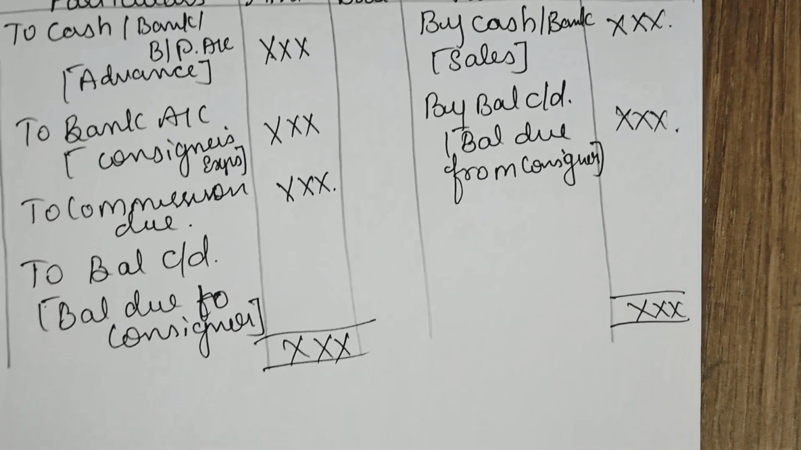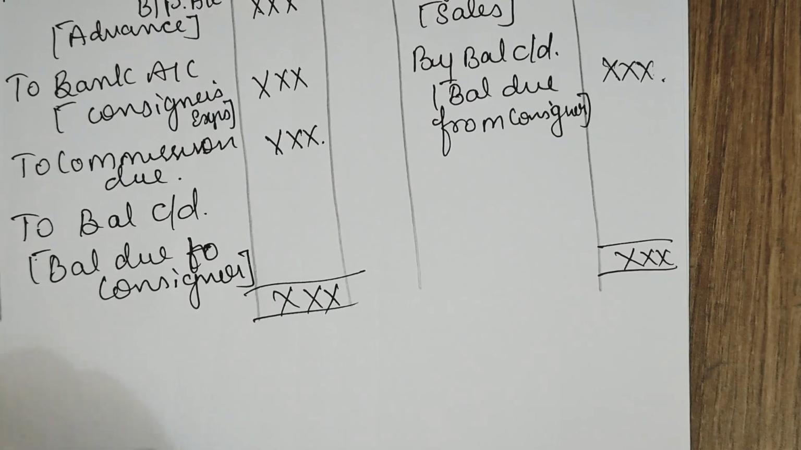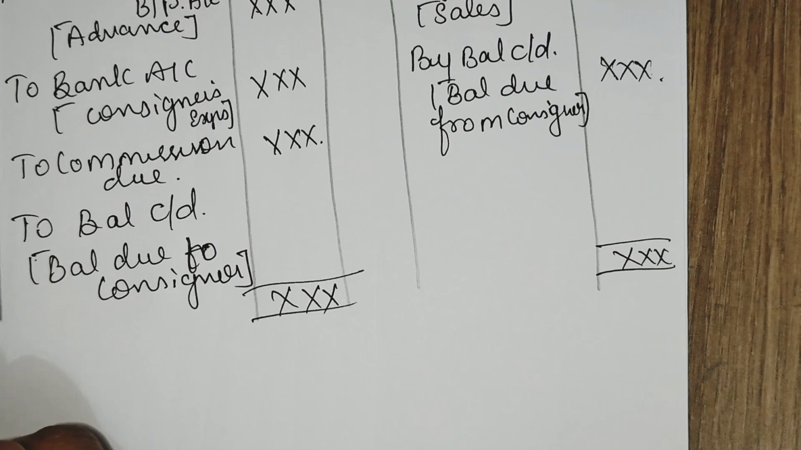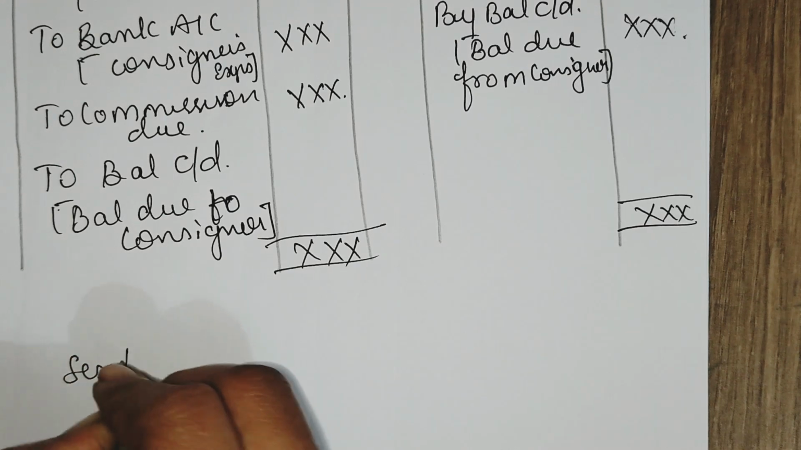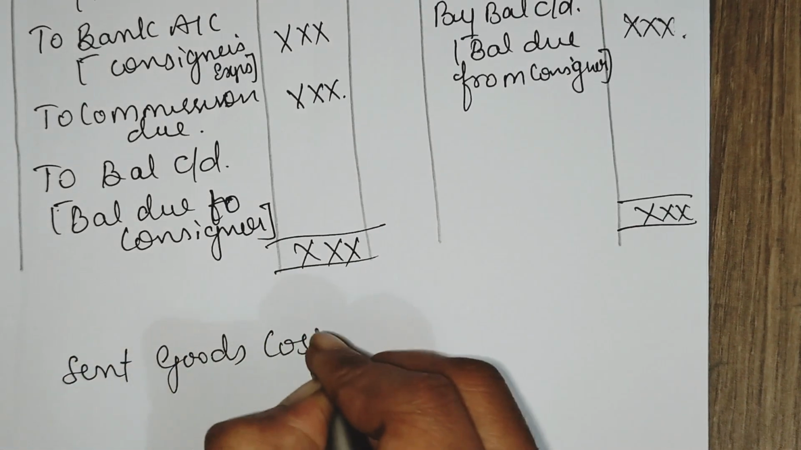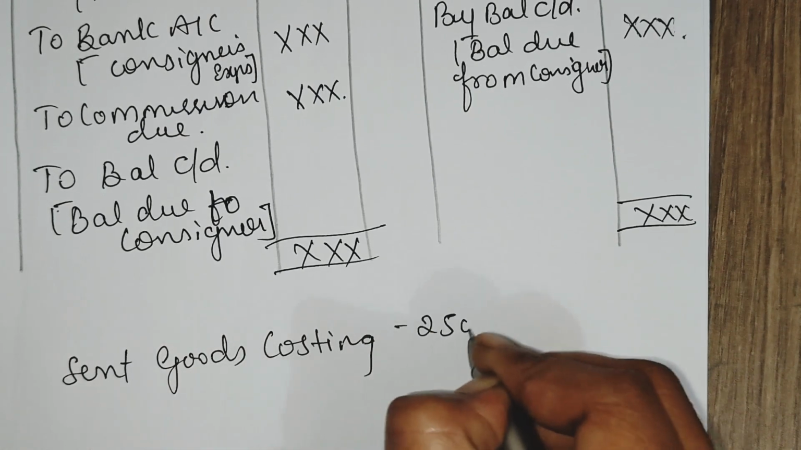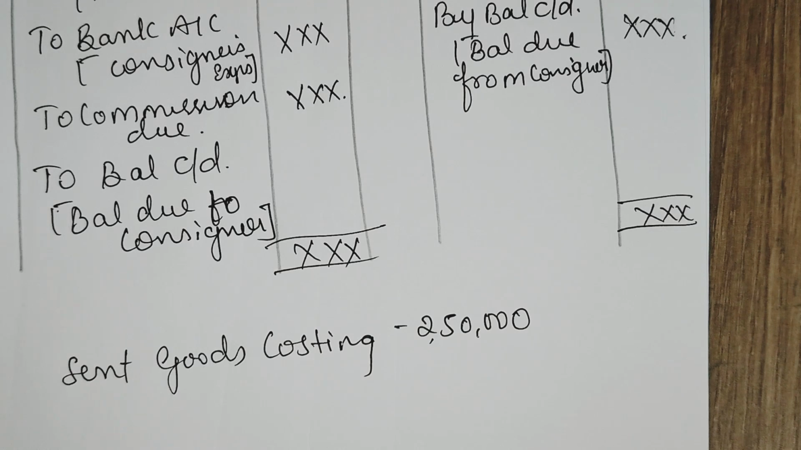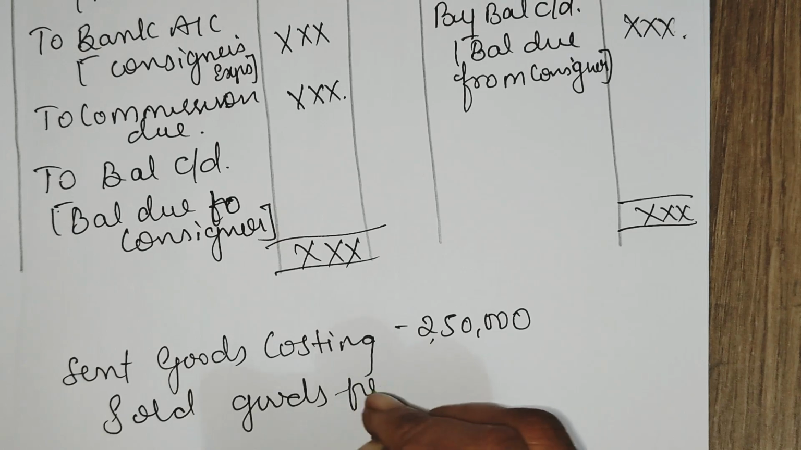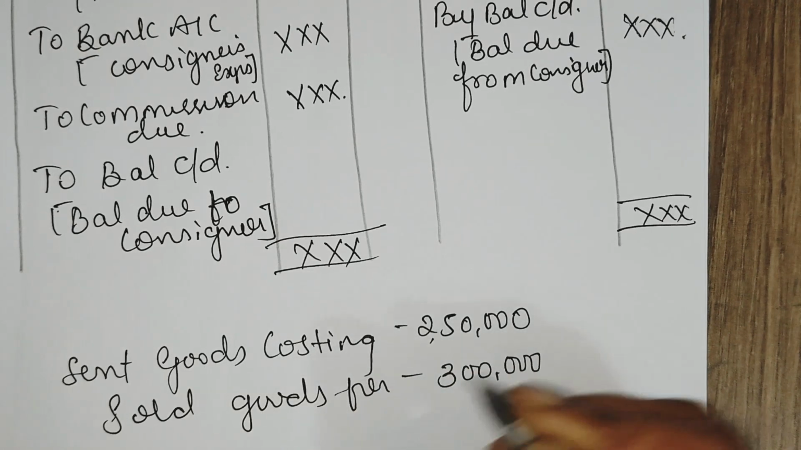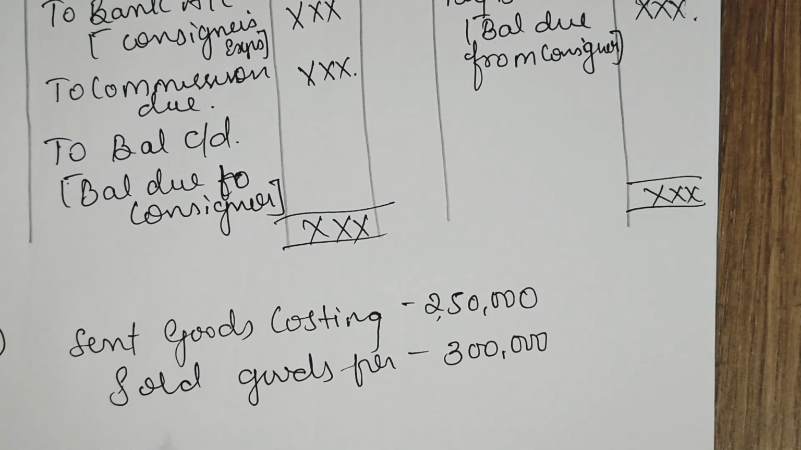Now, let us solve one simple question on commission. There was a consignor and consignee. Mr. A sent goods costing 2,50,000 to B on consignment basis. B sold goods for rupees 3 lakh, and he is entitled to an ordinary commission.